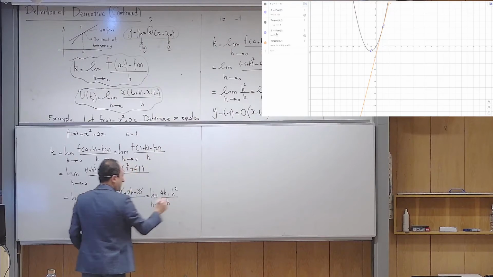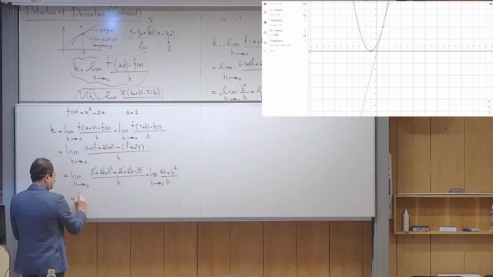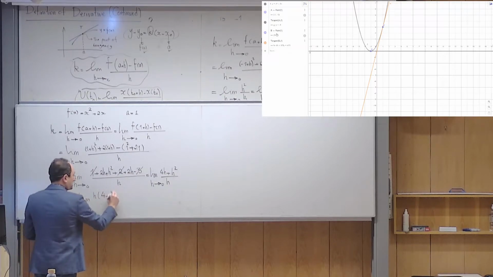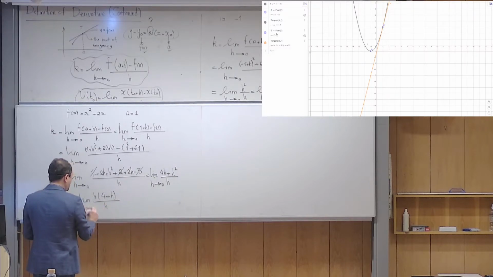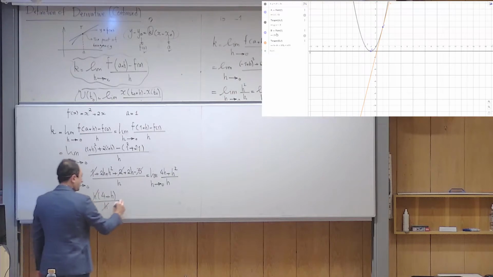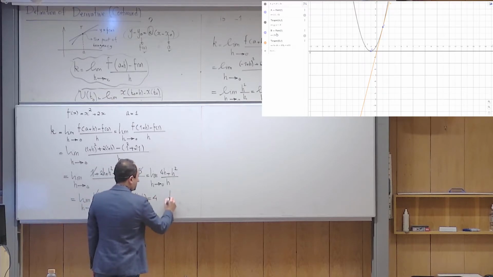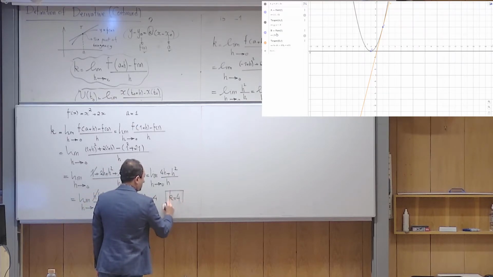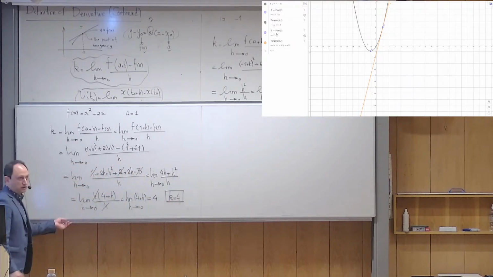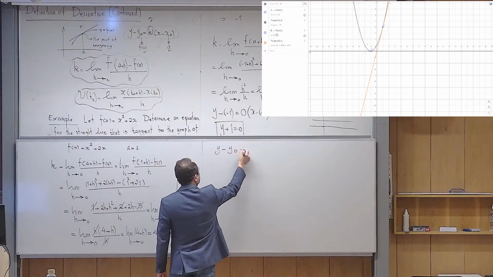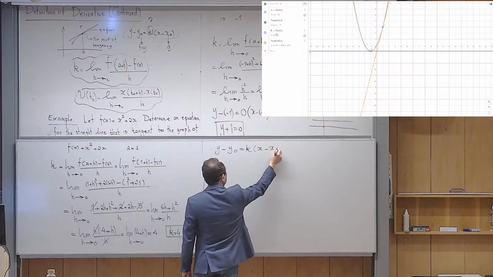But this is a simple limit. I factor h out. From the first one, 4 is left. From the second one, h is left. And then divided by h, h goes to 0. This h and that h are cancelled, so this becomes the limit of 4 plus h, h goes to 0. And if I calculate this limit, it is just 4. So what I understand is that the k value is 4. And this is the lengthy part. The other part is this formula that is given to you: y minus y node is equal to k times x minus x node.